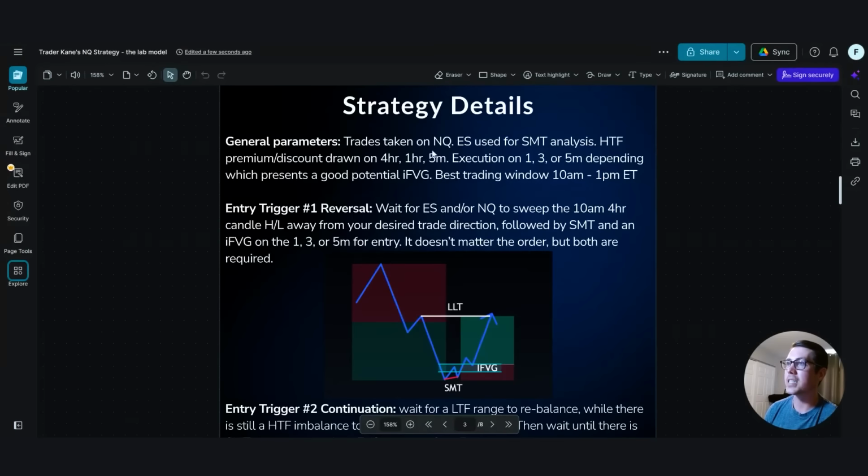He pretty much only trades NQ. He'll use the ES for that SMT analysis. We're going to draw the premium discount on maybe 4-hour, 1-hour, and also 5 minutes. He trades this on the 1, 3, 5, and 15 minutes. So we're going to have to be changing time frames a little bit, depending on which inverse fair value gap you like the best.